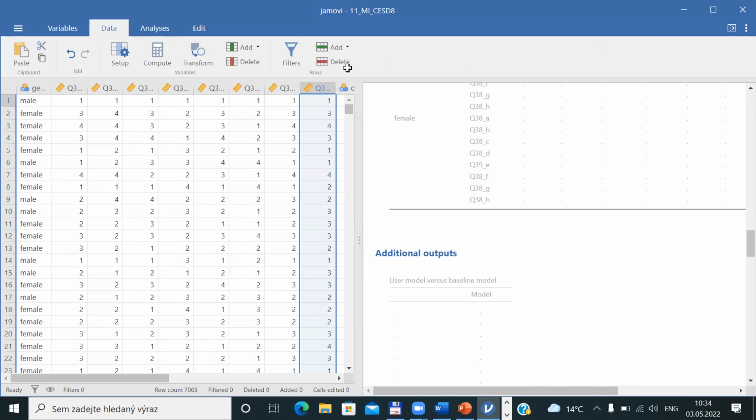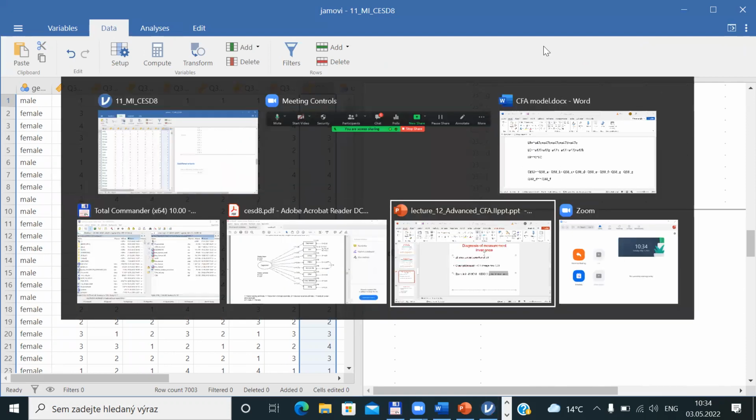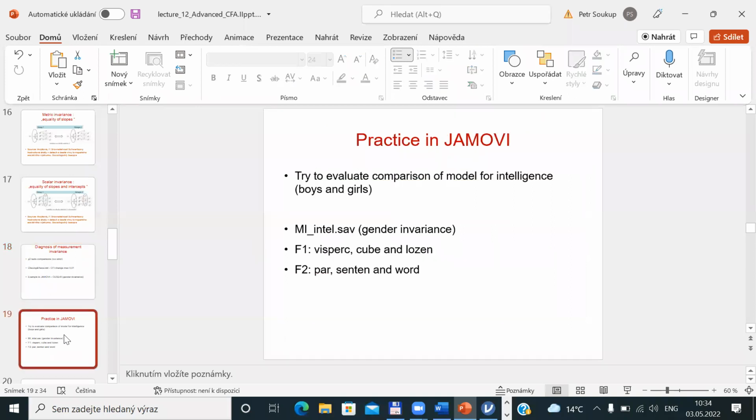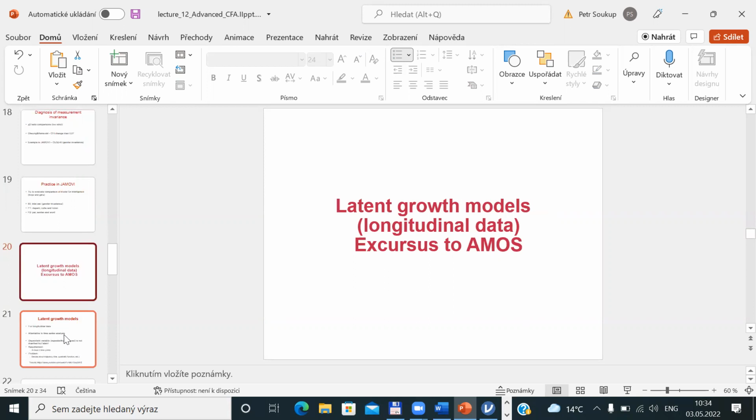So I would skip to the last topic, and once again, I promise that I will prepare a recording. For this case, there is your own practicing prepared in Jamovi for intelligence data. So if you like, you can also try these models. And I will go briefly, at least we have 15 minutes, so it would be enough for the last topic.